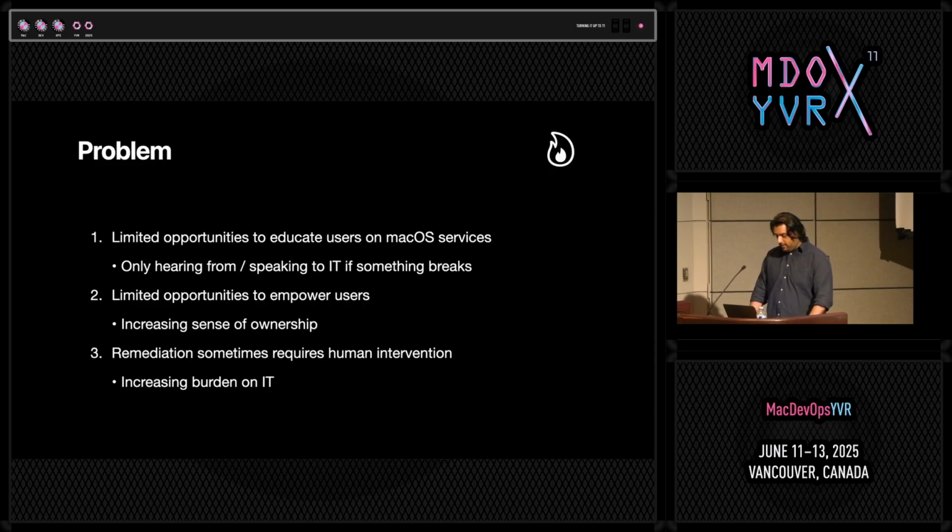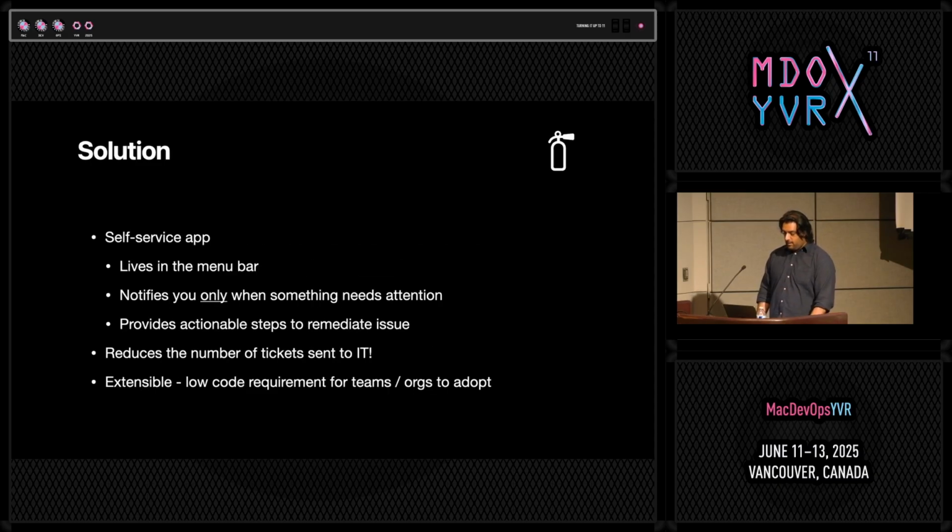And last but not least, in some cases where the remediation process does require a human to click a button or enter a password, we wanted to provide actionable steps just in time without requiring the user to hop on a call with IT. So Cypress is a self-service app that lives in the menu bar, and it monitors critical services that you've defined. The end user gets notified when a critical service needs attention, and we can use this as an opportunity to educate the user in real time about the service and why it's critical, and provide a path forward for the user to self-remediate their Mac with some actionable steps.